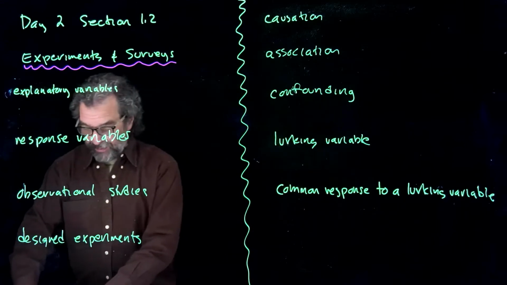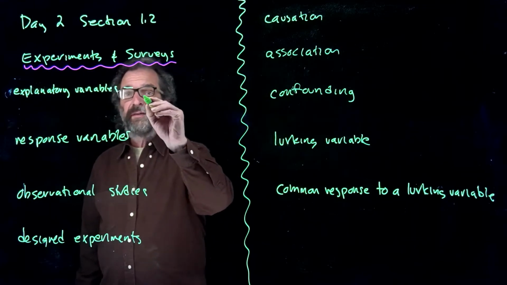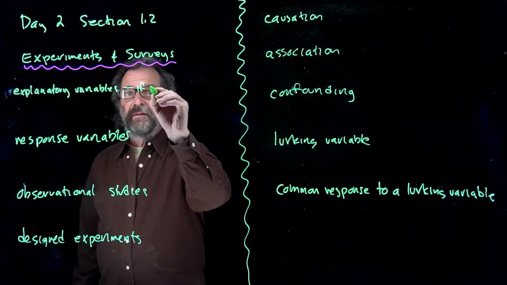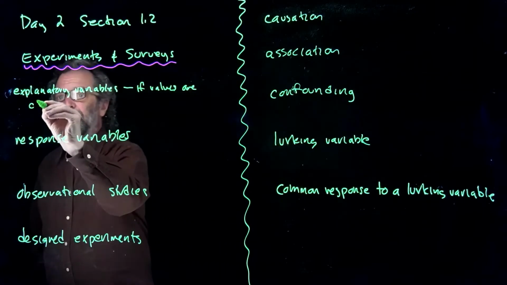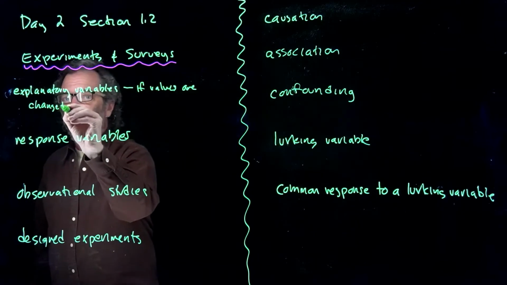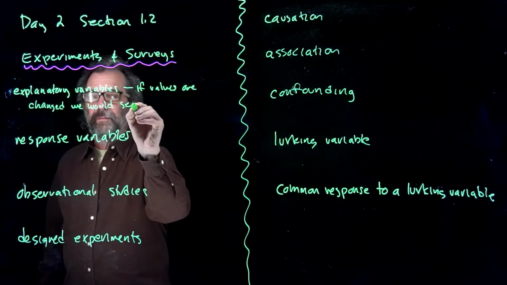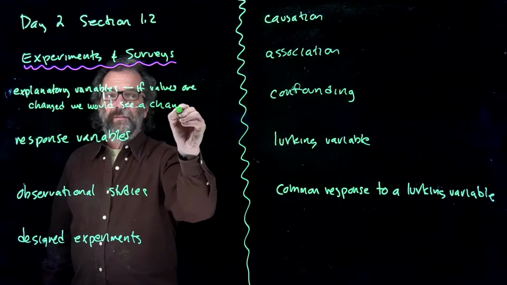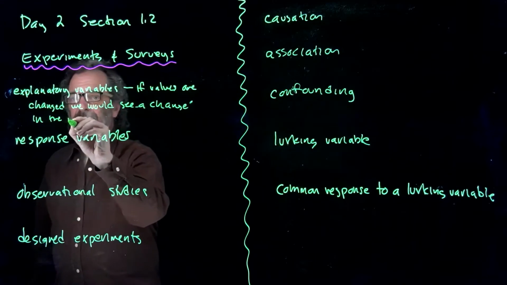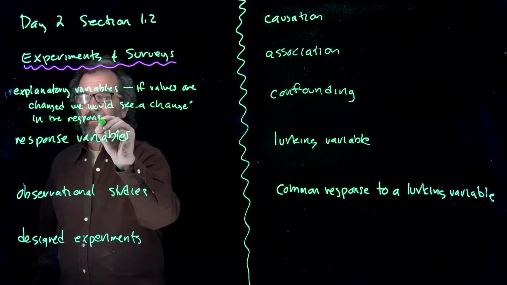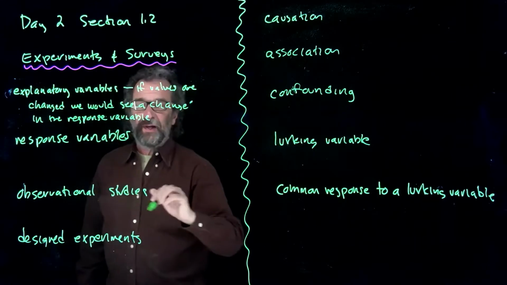So explanatory variables are the variables that we think, if the values are changed, we would see a change in the response variable. We think of them as the ones that might cause a change.